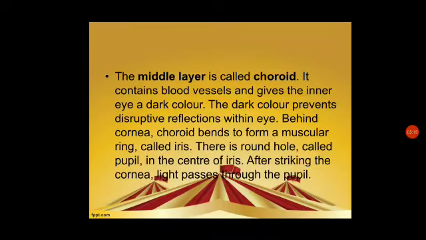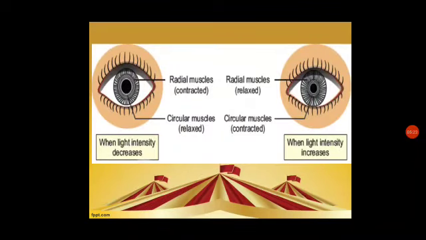So this is the middle layer that we call choroid. Here you can see what happens to the pupil when light intensity decreases and when light intensity increases. The pupil constricts when light intensity increases, and the pupil dilates when there is a decrease in the light intensity. This is also controlled by the sympathetic and parasympathetic nervous system.